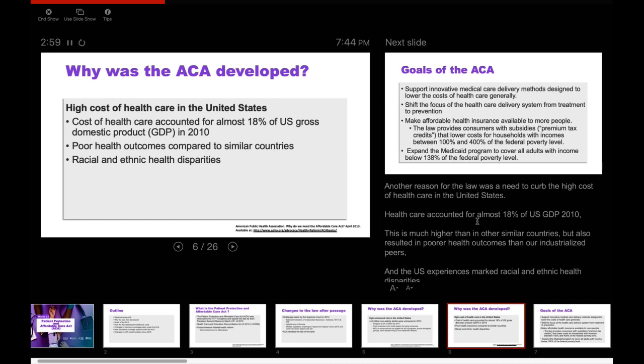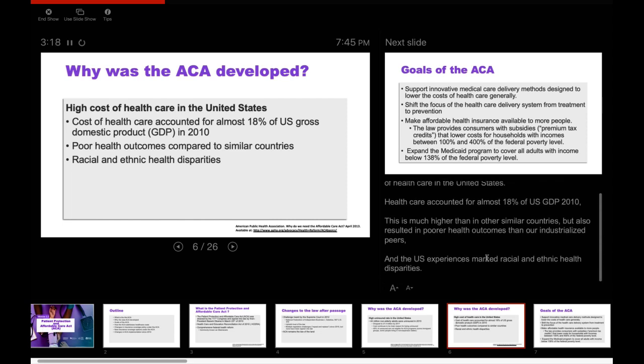Another reason for the law was a need to curb the high cost of healthcare in the United States. Healthcare accounted for almost 18% of U.S. GDP in 2010. This is much higher than other similar countries, but also resulted in poor health outcomes in our industrialized peers. And these poor health outcomes are marked by racial and ethnic health disparities.